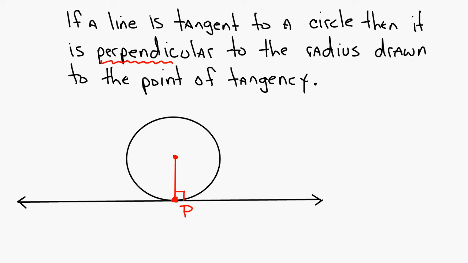Perpendicular to the radius drawn to the point of tangency. Okay? Red line is the radius. Black line is the line, it's tangent to the circle. If the radius is drawn to the point of tangency, then it's perpendicular to the tangent. Got it?